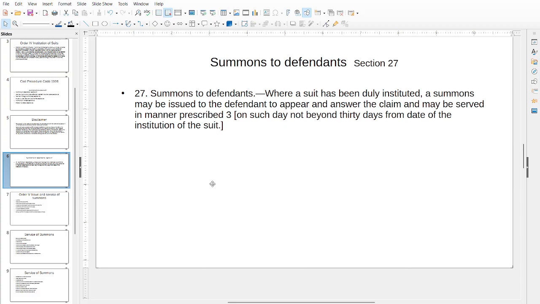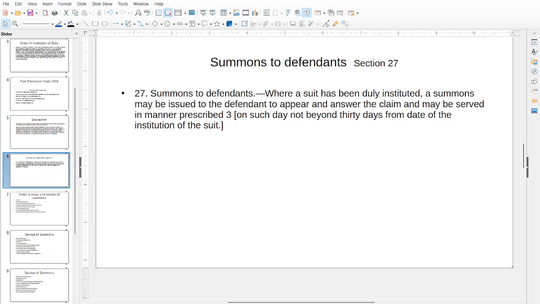Let me read the definition first, then I'll explain the section. Summons to defendants: where a suit has been duly instituted, a summons may be issued to the defendant to appear and answer the claim, and may be served in the manner prescribed on such date not beyond 30 days from the date of the institution of the suit.